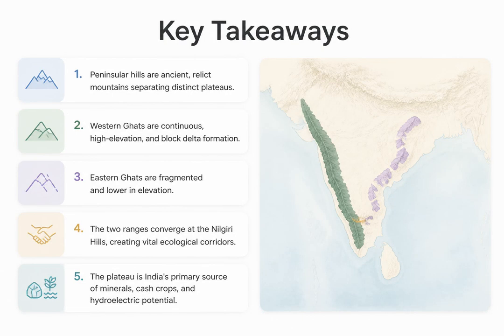The hills of the Peninsular Plateau are ancient, relict mountains that dictate the geography of southern India. The Western Ghats form a continuous, towering wall that heavily influences monsoon rains and prevents the formation of river deltas on the west coast. In contrast, the Eastern Ghats are highly fragmented and lower in elevation. These two great ranges finally converge at the Nilgiri Hills, creating some of the most vital ecological corridors in Asia. Ultimately, this entire plateau region stands as the backbone of India's mineral wealth, agricultural diversity, and hydroelectric power.